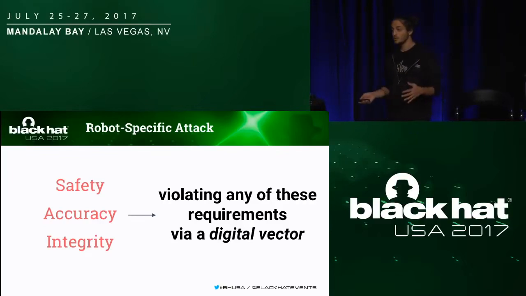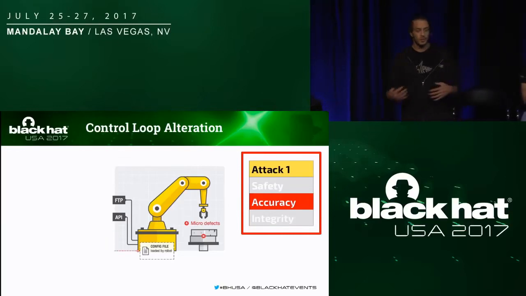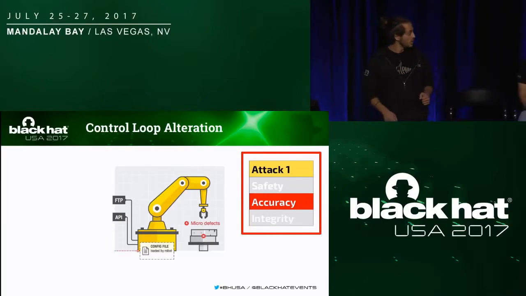We developed 5 of them, and the first one is control loop alteration. As Federico told you before, these robots are pretty flexible. We found out that usually there are configuration files that store some of these implicit parameters that describe, for example, the control loop properties and the kinematics, the values of the kinematics parameters that are used to calculate the next position.